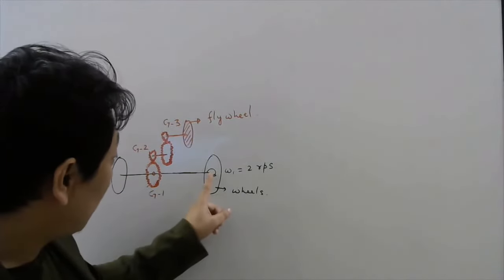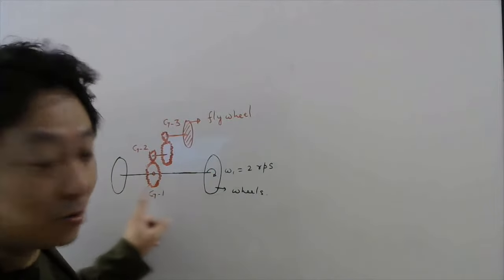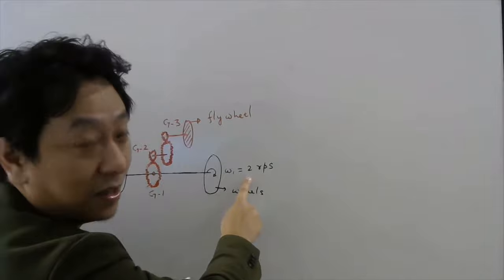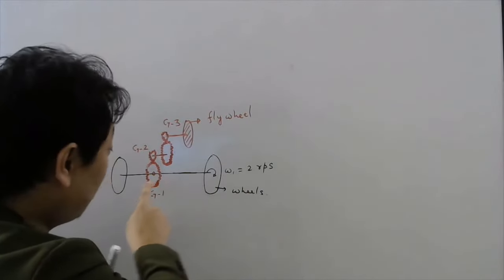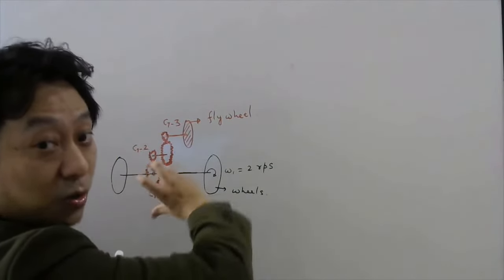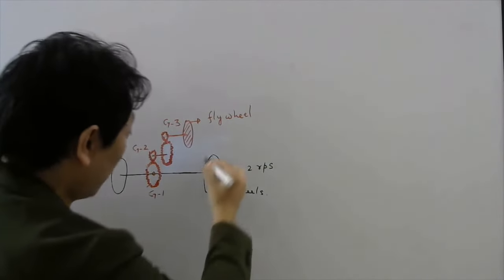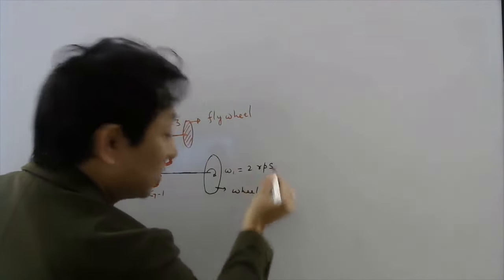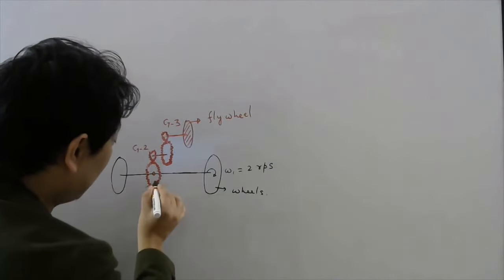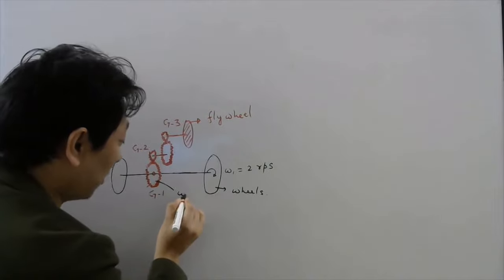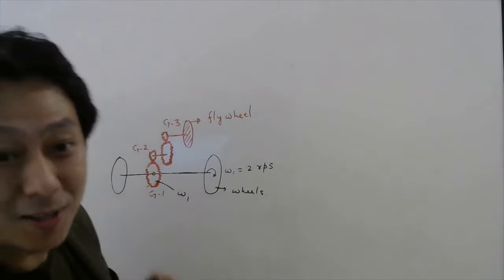Now observe that this axle is attached to the wheel. So if the wheel rotates with this much angular speed, the axle and therefore this gear will also rotate with the same angular speed. So when the wheels rotate with this much angular speed, this gear which is attached to the same axle will also rotate with same angular speed.